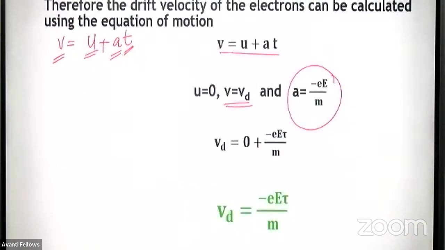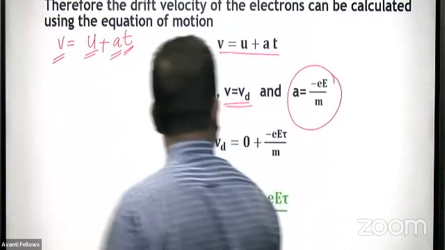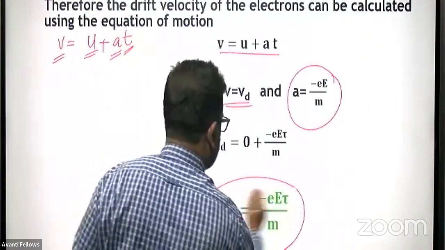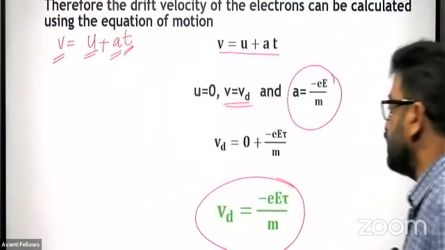Okay, is it all right? See, the drift velocity we got is e E by mass multiplied by tau.